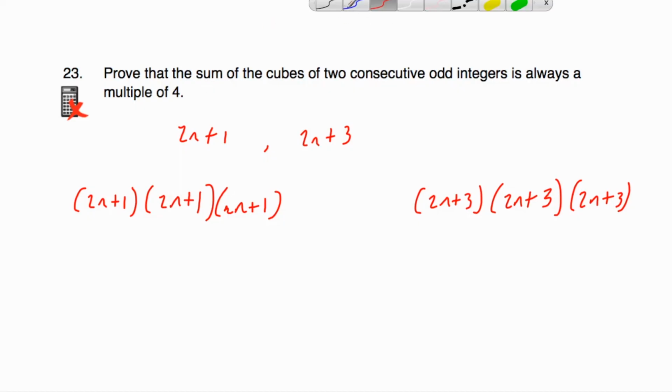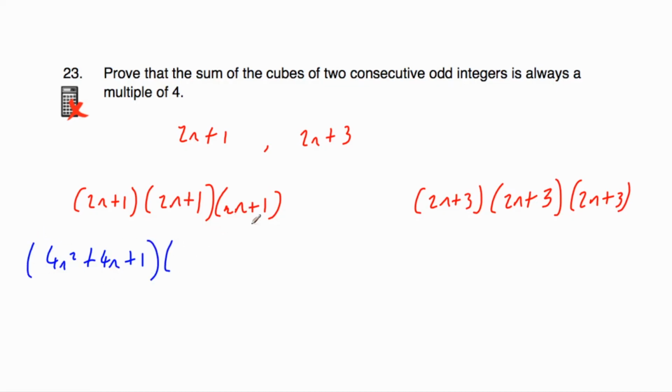So let's do that. Let's start off with our 2n plus 1 cubed. So that's 2n plus 1 times 2n plus 1 times 2n plus 1. So expand our first pair of brackets. That would give us 2n times 2n, which is 4n squared. 2n times 1 and 1 times 2n, that's 2n and 2n, add them together will be 4n. And then we've got 1 times 1, which is plus 1. So whenever you multiply the first pair of brackets, you would get 4n squared plus 4n plus 1.